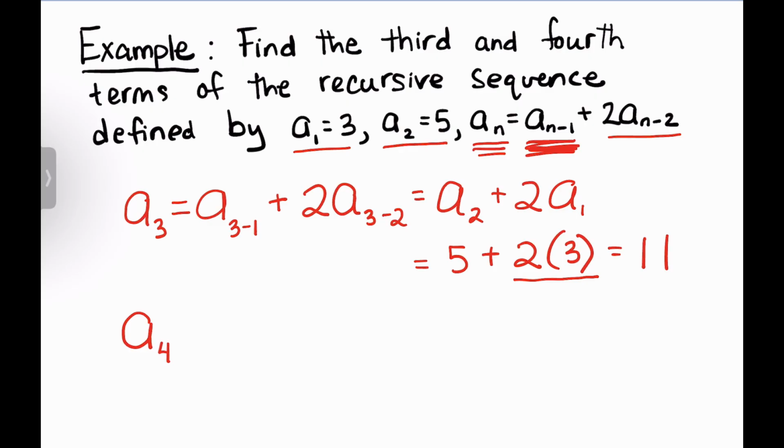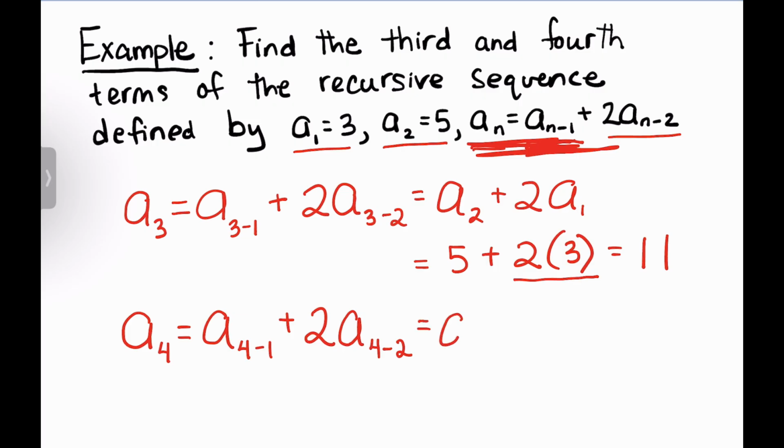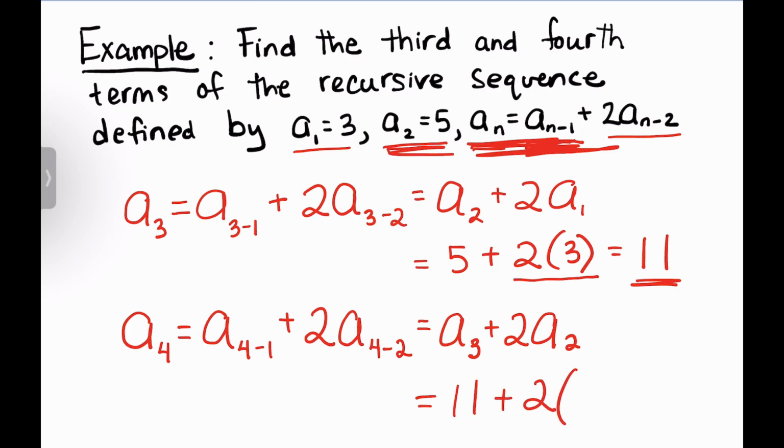So to calculate the fourth term, I'm again going to use this formula, and I have n minus 1, which would be 4 minus 1, plus 2 times a, and the subscript is giving me 4 minus 2. So this is the third term plus twice the second term. The third term is just this, so we have 11 plus 2 times the second term, which was given as 5. So 2 times 5 is 10. So 11 plus 10 would give me 21. So that is the third term and the fourth term.